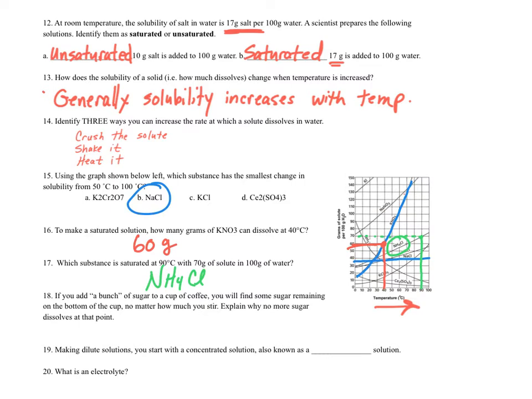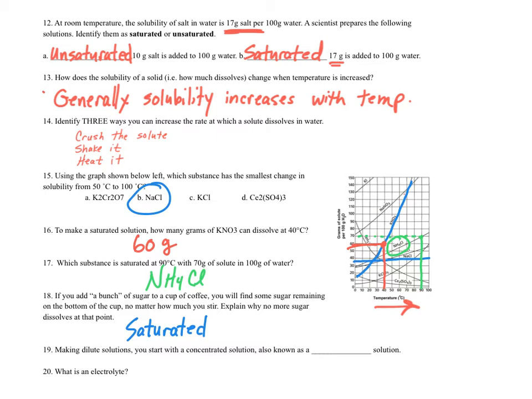If you add a bunch of sugar to a cup of coffee, you'll find that some of it will remain at the bottom of the cup no matter how much you stir. Explain why no more dissolves at that point. All right, you would have a saturated solution of sugar, and you can't dissolve any more. It's already saturated, so adding more will just sink to the bottom and sit on the bottom of the cup. A saturated solution.